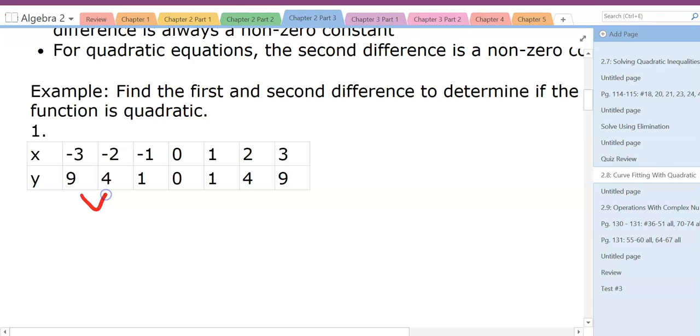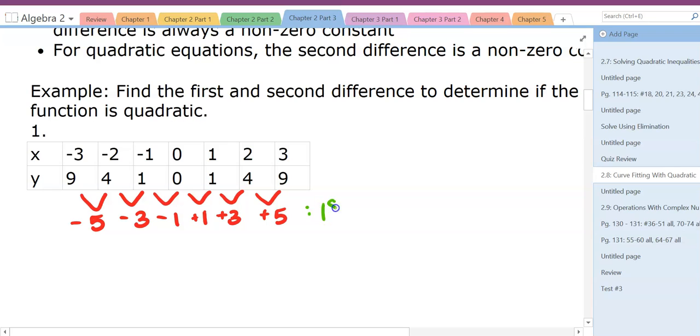So for 9 to 4, 9 was decreased by 5. So I subtracted 5 to get to 4. What did I subtract from 4 to get to 1? 3. Okay, then 1 to 0, I subtracted 1. Now 0 to 1, I added a 1. So I'm going the opposite direction now. 1 to 4, I added 3. 4 to 9, I added 5. This is what we call the first difference.